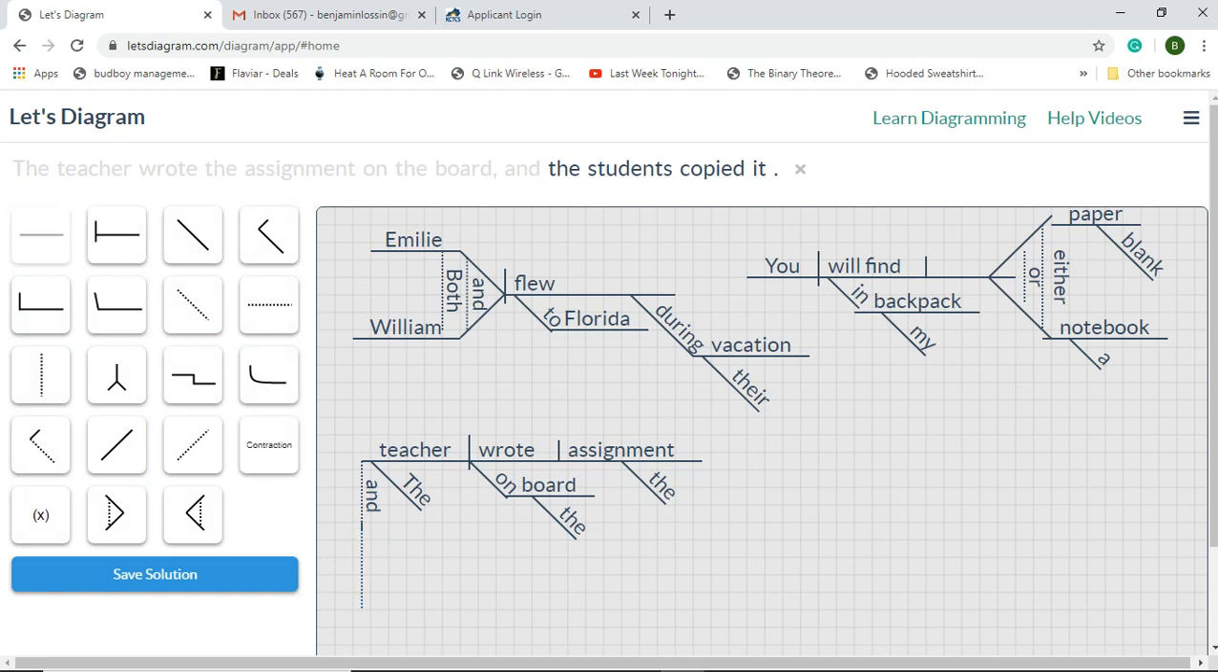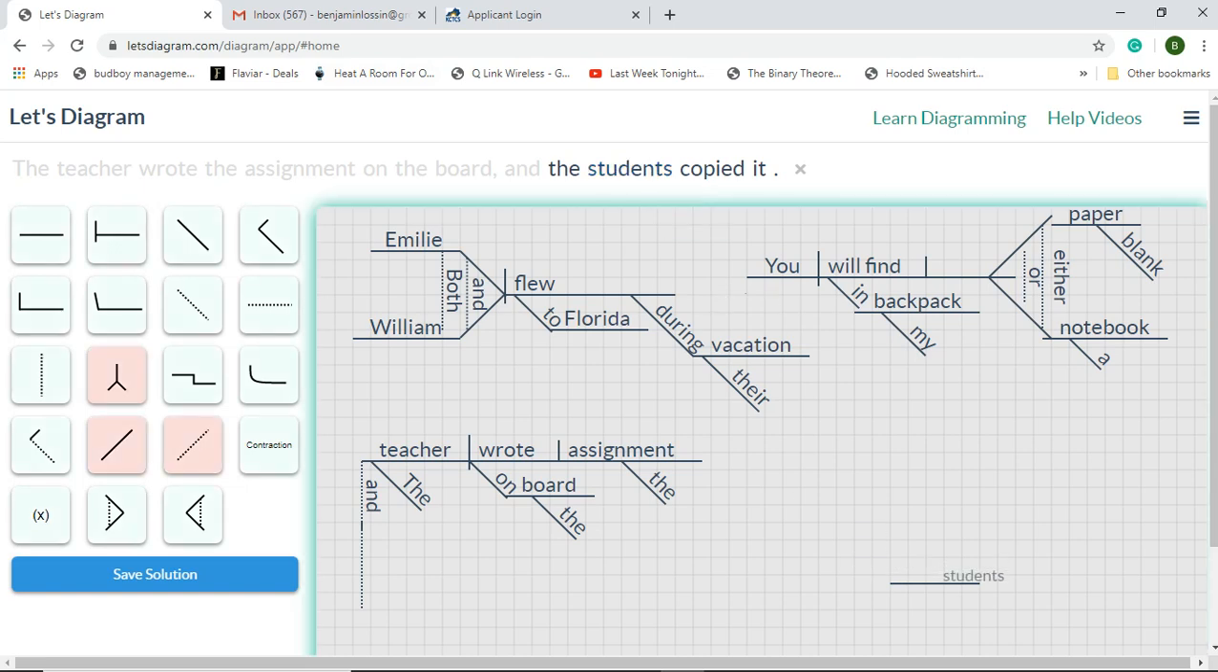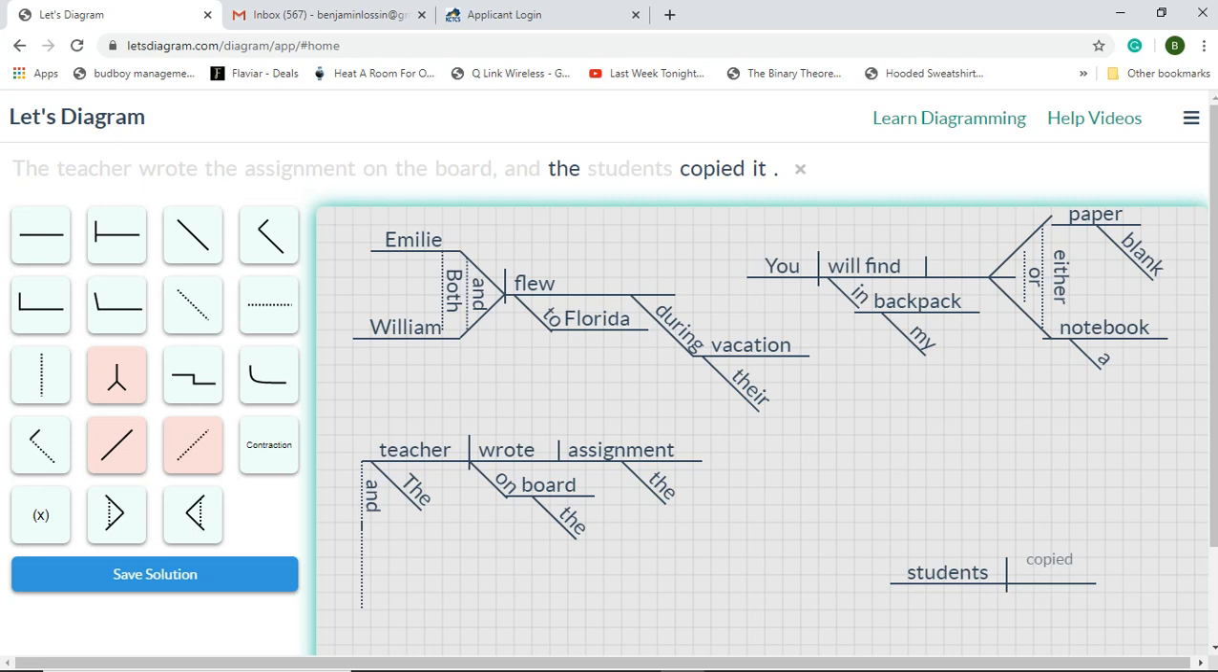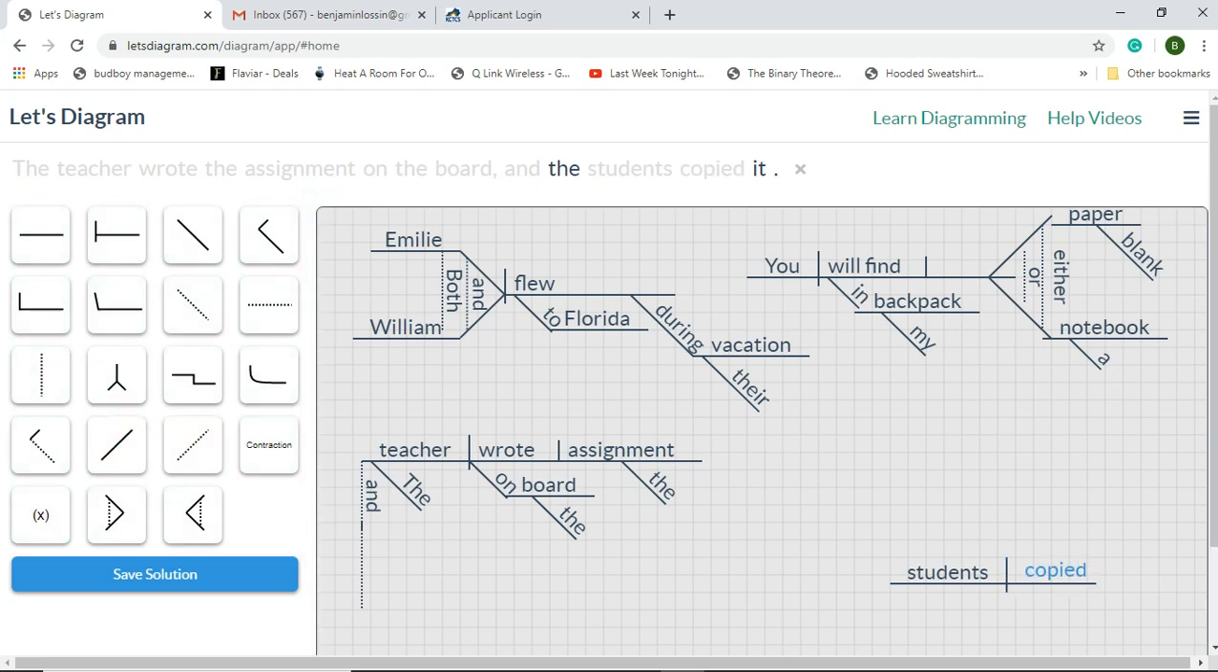Okay, and then we can start our next sentence. So subject, what's the subject? Students. Okay, what's the verb? What's the action they are taking? They are copying. Copied. Okay. And what does copy transfer to? What are they copying? Well, they copied it.